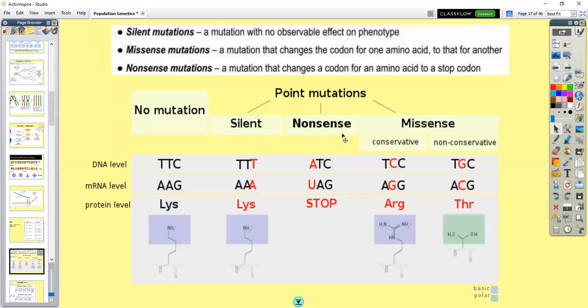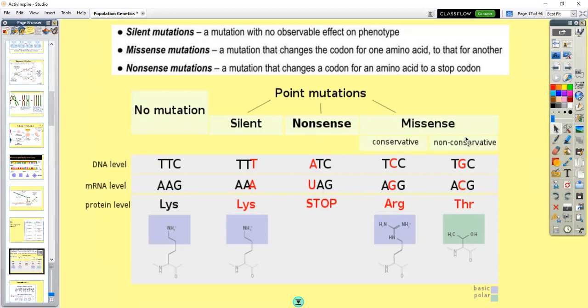A sort of nonsense mutation, as they call them. If it's the first base that changes from a T to an A, that will give you a stop codon, which means that the polypeptide would be a different length and could cause drastic effects, let's say.